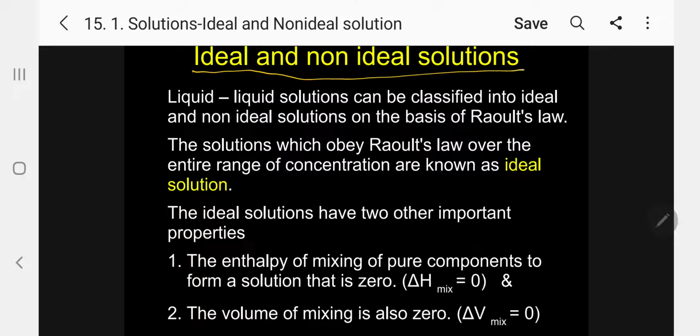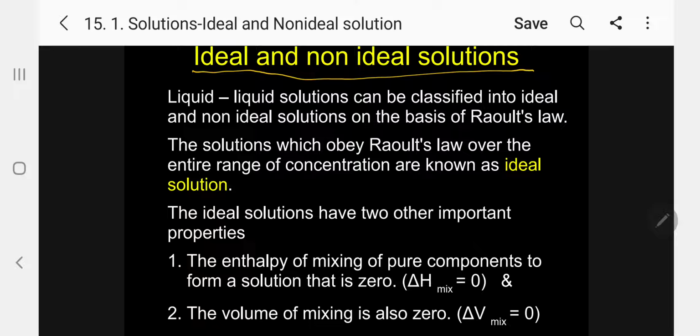Kindly follow. What is an ideal solution? What is a non-ideal solution? You must know. We have already come across this in the case of gases: the ideal gas, PV equal to nRT, and the non-ideal gas, the Van der Waals gas equation. The same way, in the case of solutions, we will discuss ideal and non-ideal solutions.